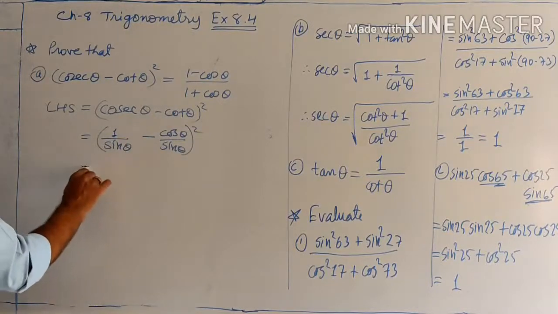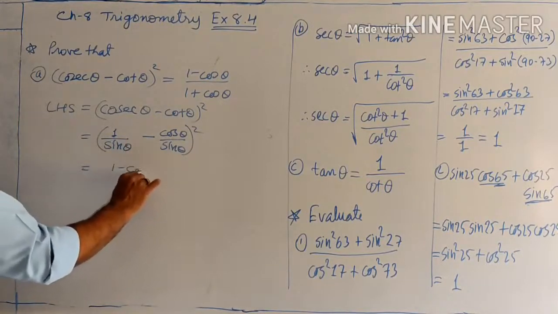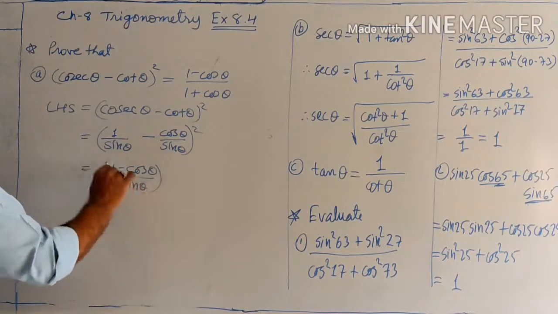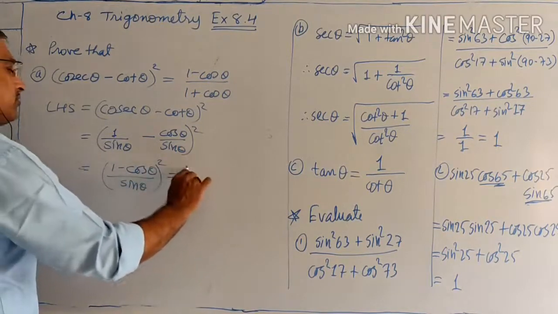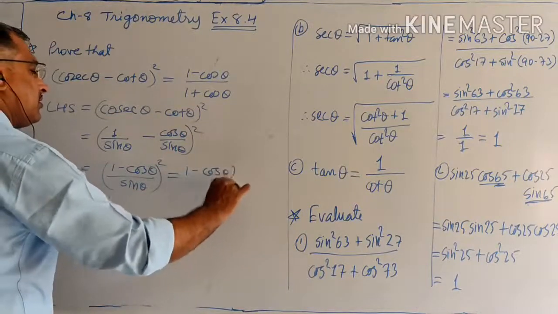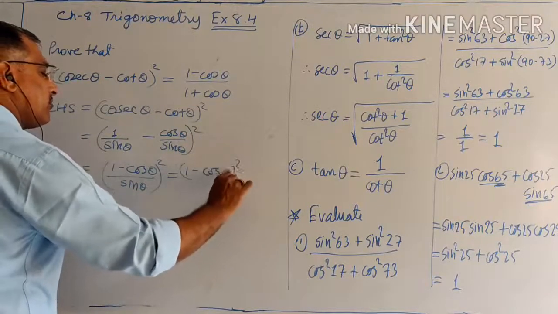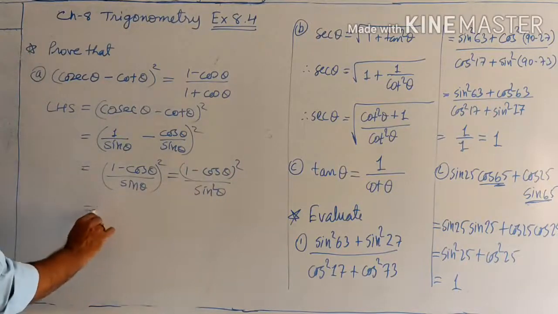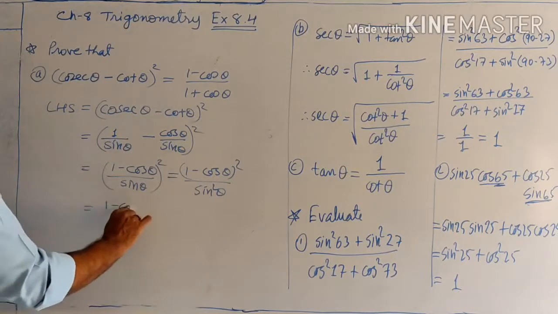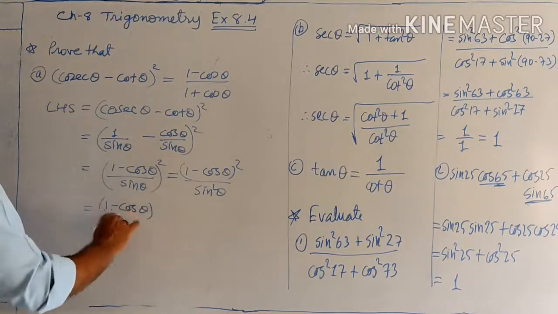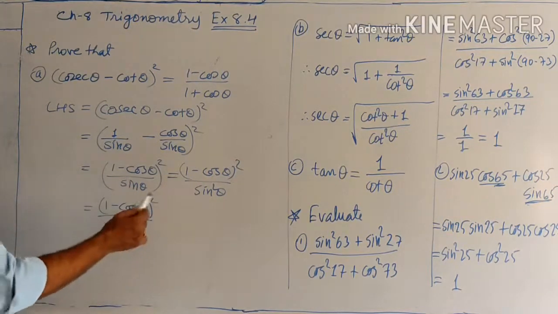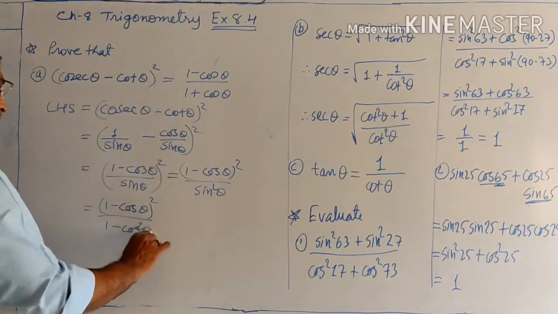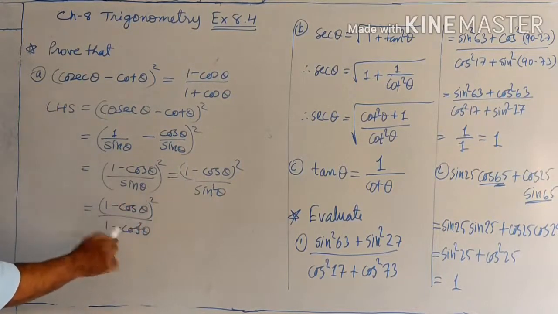So now taking LCM we will get (1 minus cos theta) divided by sin theta, whole square, and that is (1 minus cos theta) whole square, denominator is sin square theta. Using identity in the denominator, numerator will keep as it is and denominator will use identity, so we will get in terms of cos, that is 1 minus cos square theta, here whole square and here cos square.